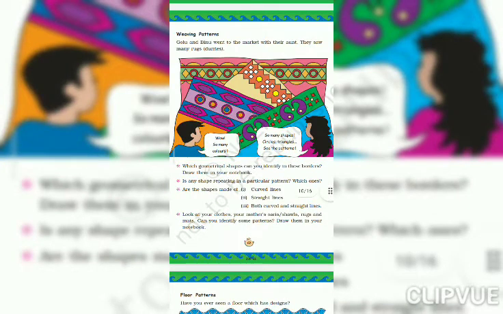Okay, now look at your clothes, your mother's saris, shawls, rocks and mats. Can you identify some patterns? Draw in your notebook. Yes, now this is your work. What you need to do is identify some of the patterns in your clothes, or in your mother's dress. Draw the borders. You can see some of the patterns. Even in saris, different types of patterns are drawn, so you can copy that pattern in your notebook.